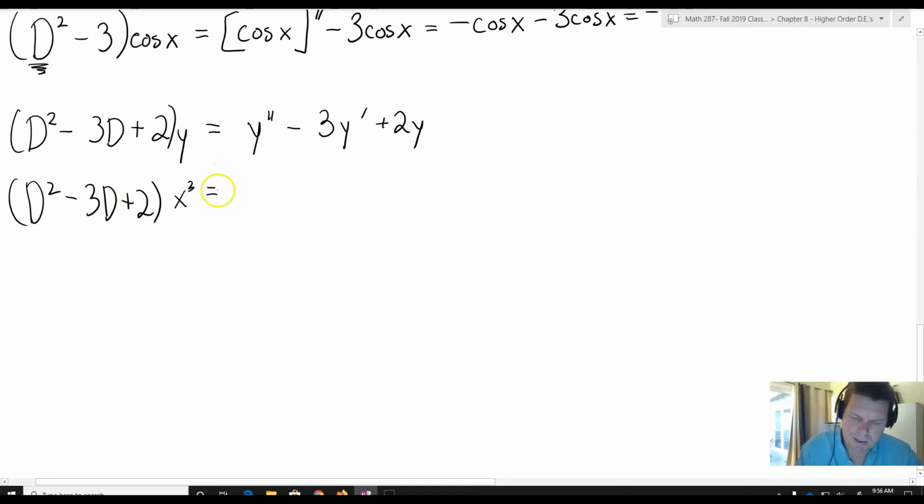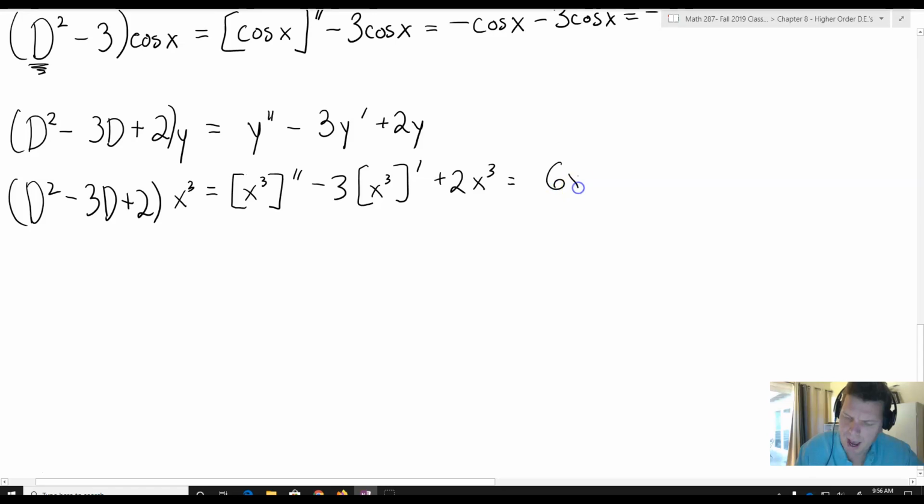So what this is going to end up giving me is the second derivative of x cubed minus 3 times the first derivative of x cubed plus 2 times x cubed. So this is going to end up being 6x minus 9x squared plus 2x cubed. Just take a second to figure that out.